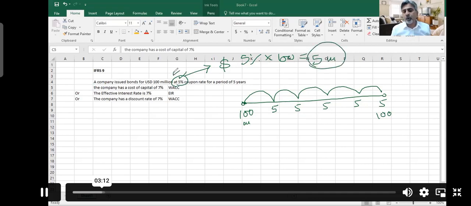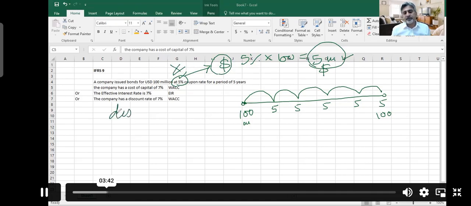This 5% is the coupon rate. Coupon rate means the interest rate which you are going to give to the investors who have purchased your bonds. And 5% is only used for that: 5% into 100 million, I'm going to pay out $5 million in cash. So you need to calculate only dollars here. Other than that, there is no real role for 5%.